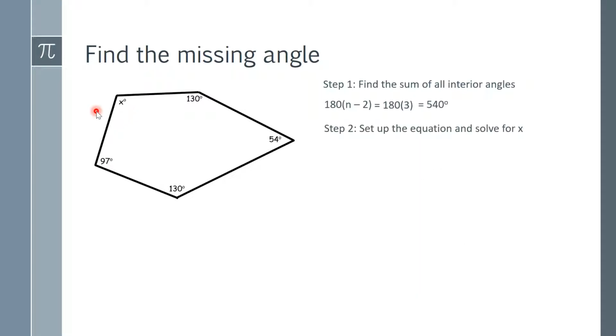The next thing we're going to do is set up an equation and solve for x. Our equation: we start with x, and add all these other angles together. So x plus 54, plus 130, plus 97, all equal 540. Combining like terms, we get x plus 411 equals 540. We subtract 411 from each side, and we get x equals 129 degrees. So this angle x is 129 degrees. That's our second application: take the given information and solve for the missing angle.